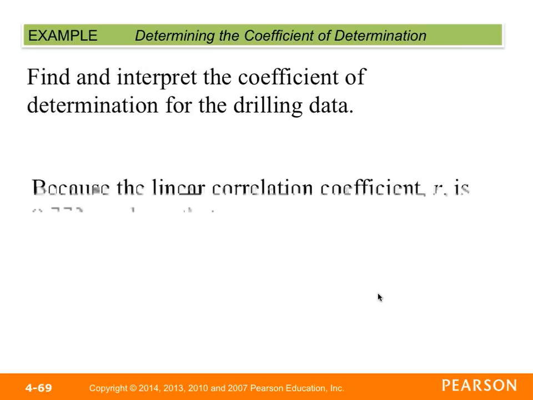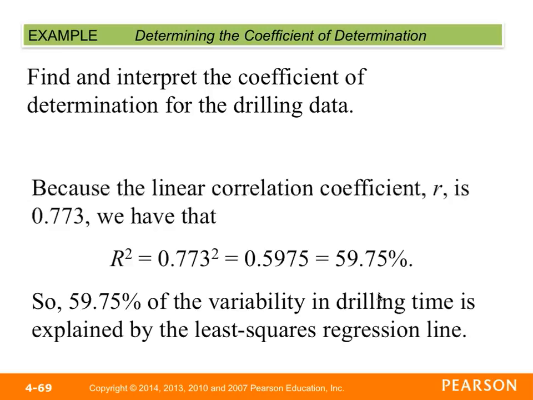Now, it's pretty common to write this as a percentage, because that's going to help in our interpretation. So it's 59.75%. What we can say is that 59.75% of the variability in drilling time is explained by the least squares regression line. You want to make sure you're comfortable with being able to select what the interpretation would be. You can always write a sentence like this, where you have blank percent of the variability in whatever your variable is explained by the least squares regression line.